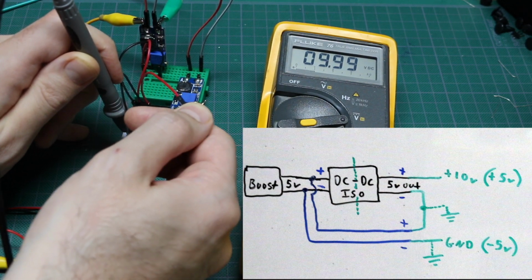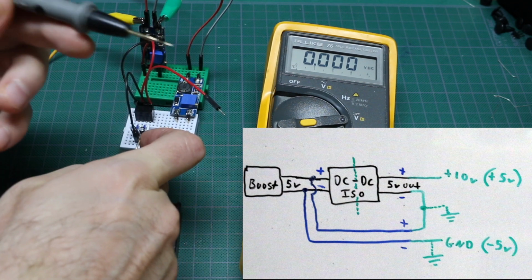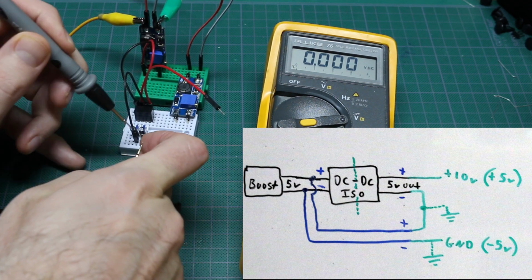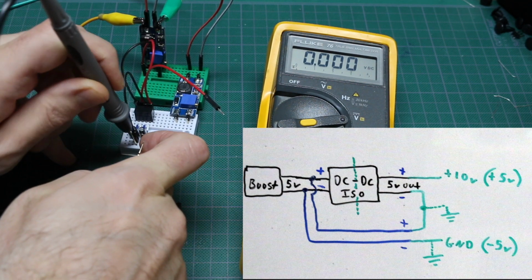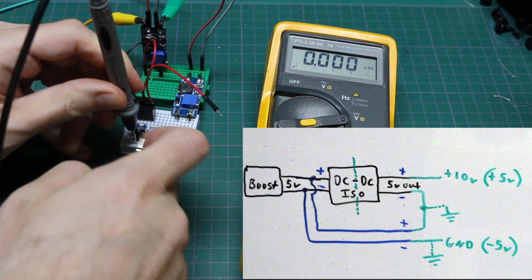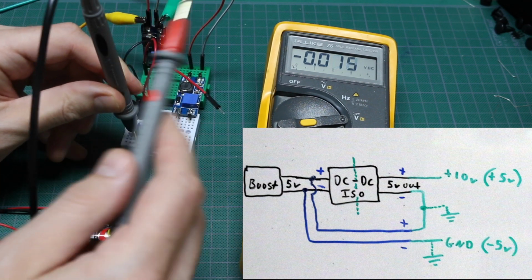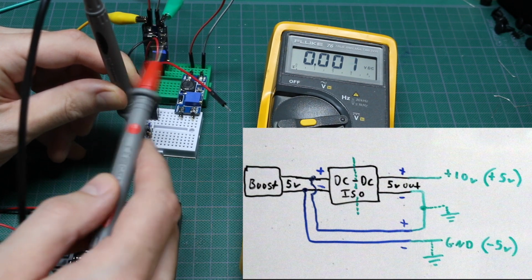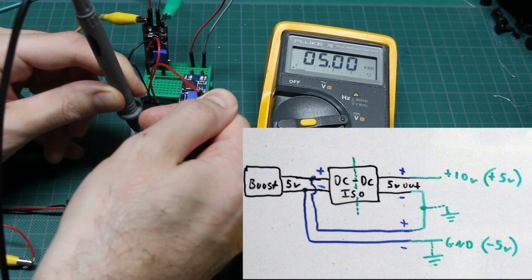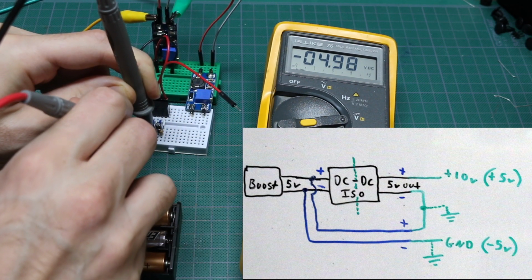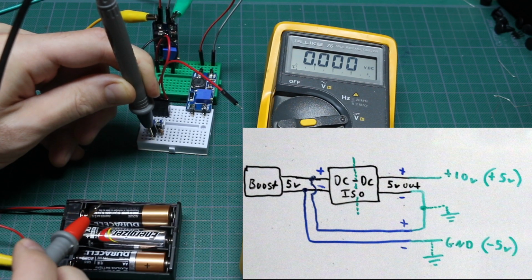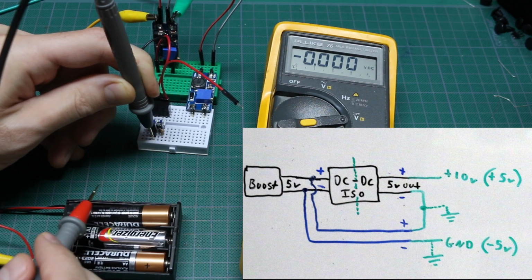Or, keeping that same setup, if I simply move what I'm going to consider my ground over to the junction between the 5 volts in and the 5 volts out, now relative to this center node, I have plus 5 out and I have minus 5 out, so I've created a split rail supply that I could use for an op amp or something like that.